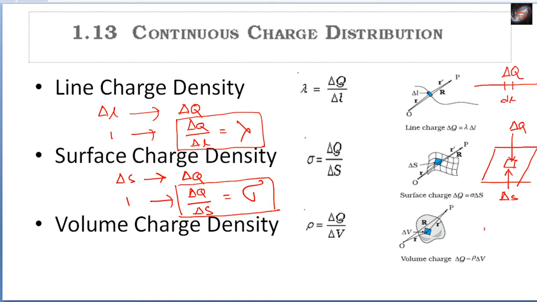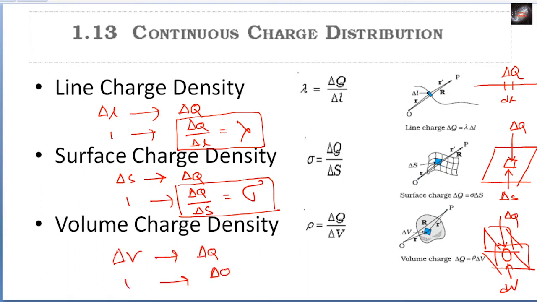Again, if we consider a closed volume, say this is a cubical volume, and if we consider small elementary volume delta v, and if the amount of charge in this volume is delta q, then obviously delta v amount of volume containing a charge of delta q, unit volume would contain delta q divided by delta v. This is known as volume charge density rho. Simply it is defined as amount of charge per unit volume.